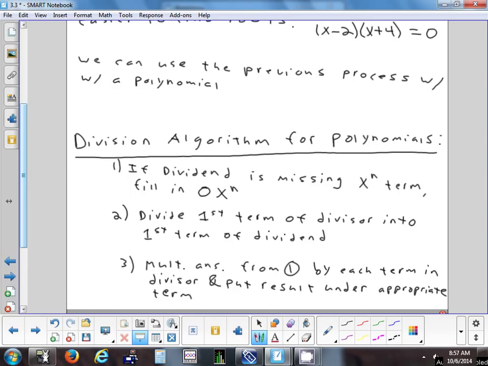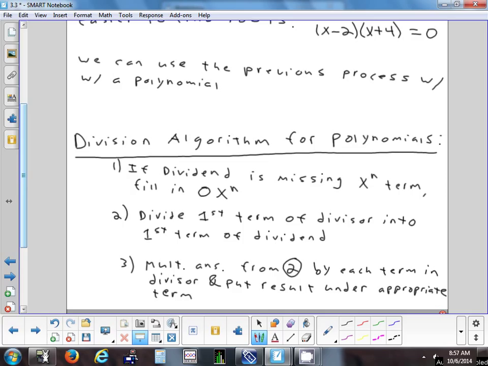Okay, step 3. I'll give people a second to copy down. So this should say multiply your answer from, it's actually the second step. So after you do step 2, you're going to have an answer on top of your division symbol. Then you're going to multiply that answer by each term in the divisor, and you're going to put the result under the appropriate term.